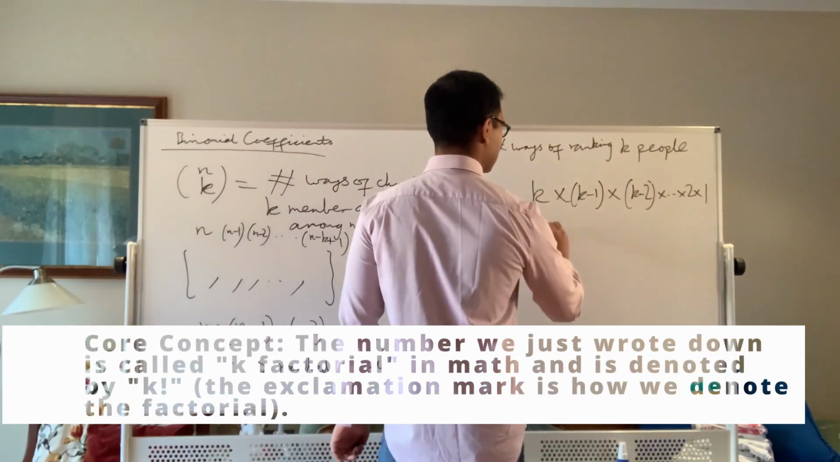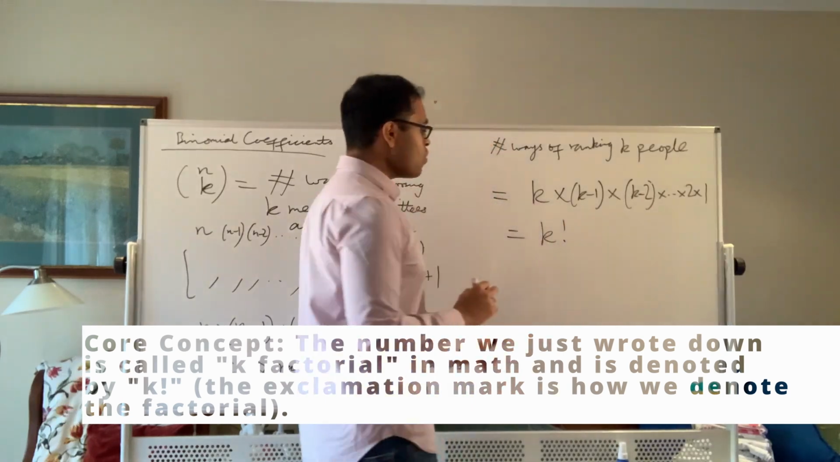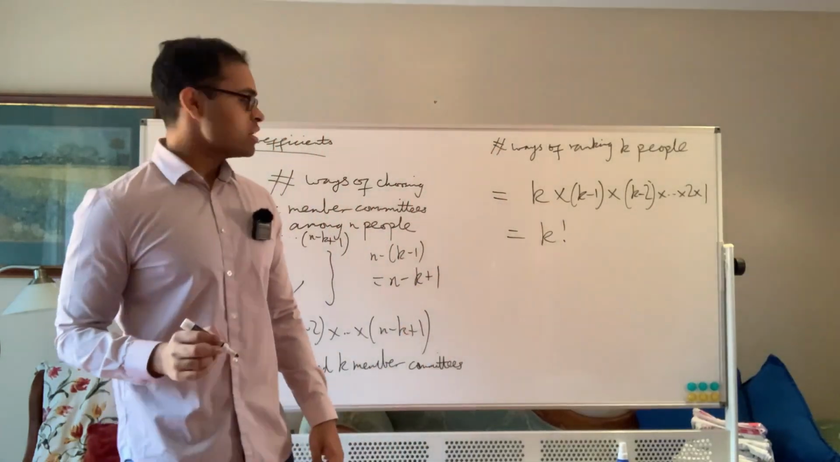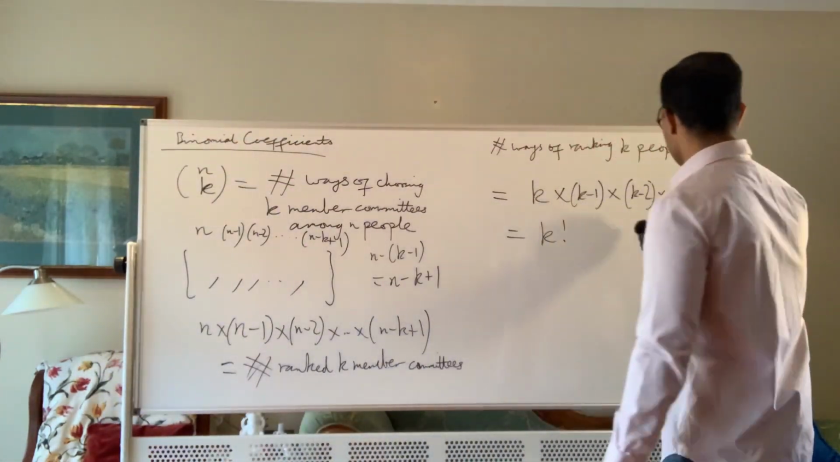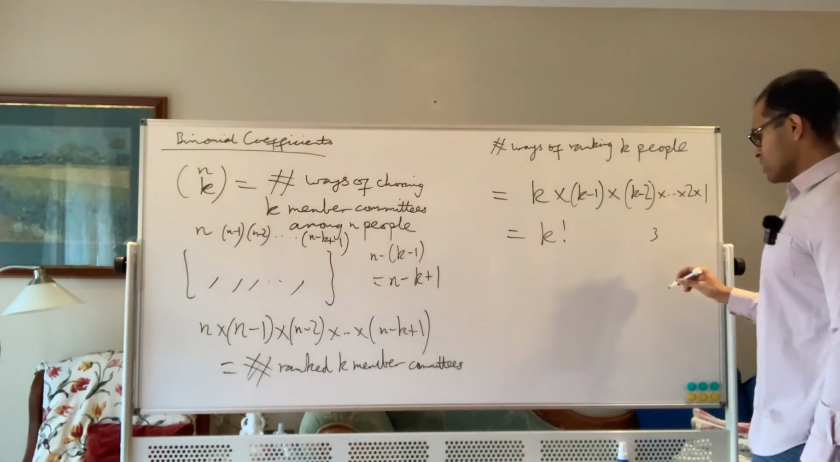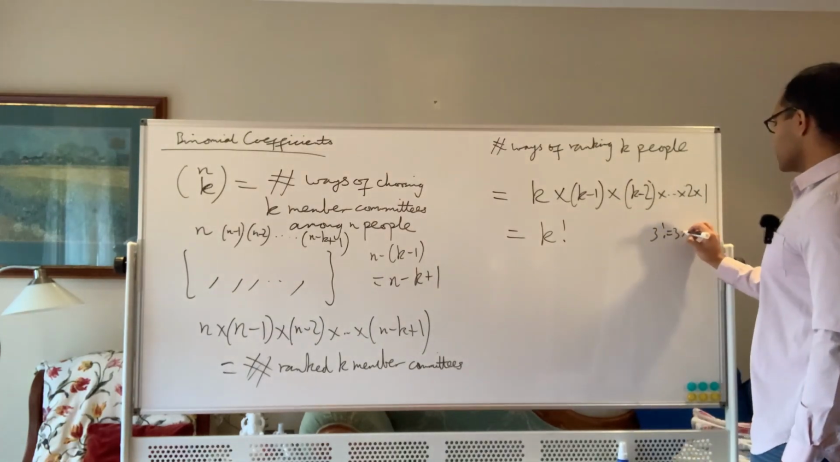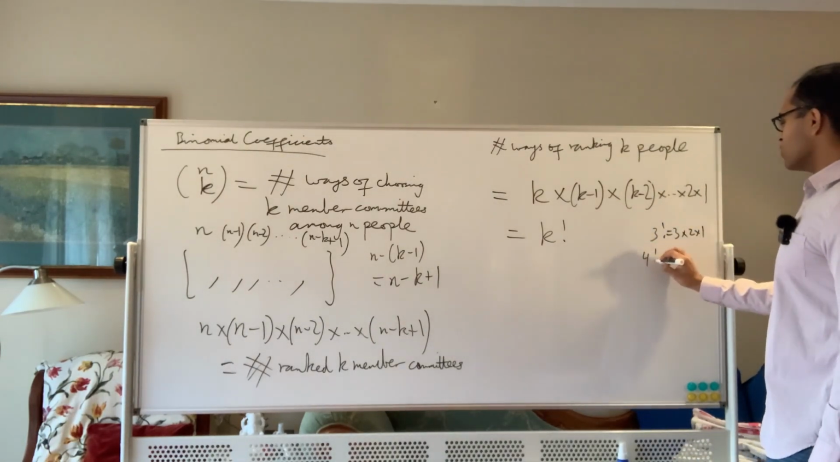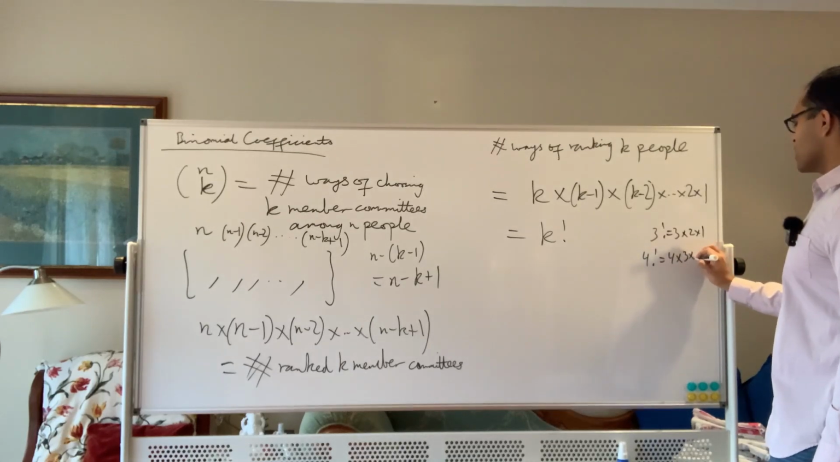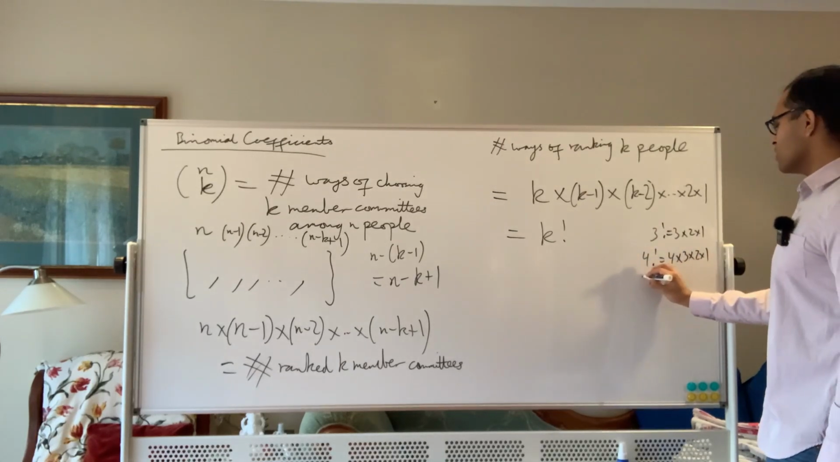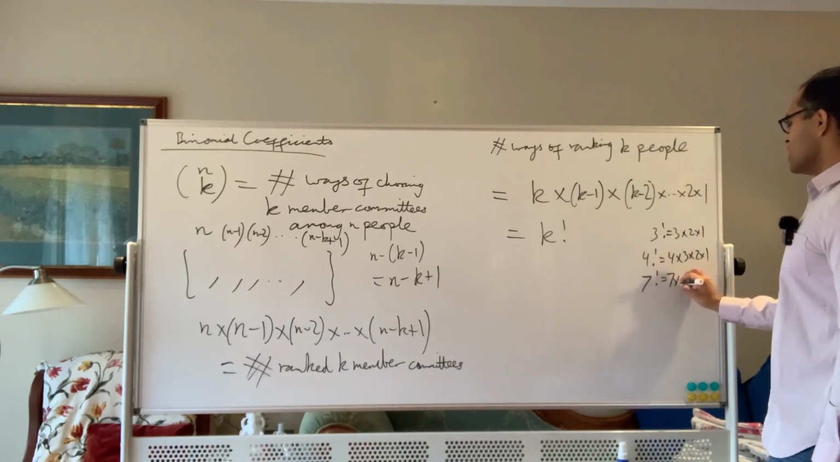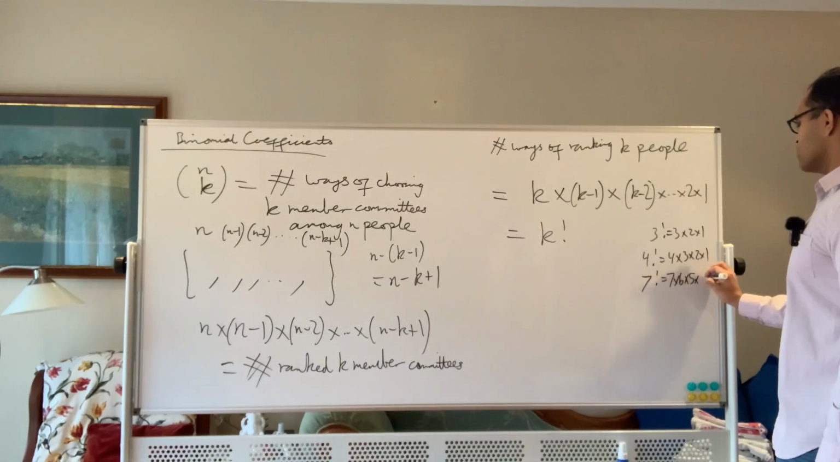But this is k factorial. This is what we denote by k and an exclamation mark. So for example, I'll just write this down. 3 factorial is 3 times 2 times 1. 4 factorial is 4 times 3 times 2 times 1. 5 factorial or 7 factorial, let's just jump up. 7 times 6 times 5 times 4 times 3 times 2 times 1.